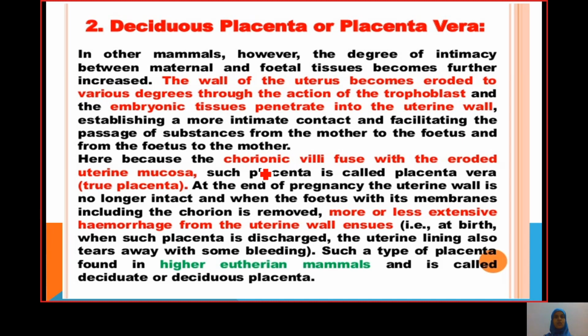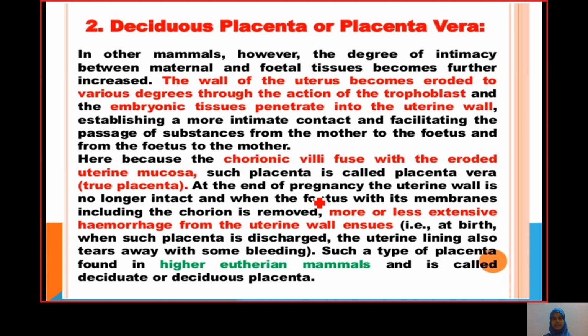Here there is a strong contact between the chorionic villi and the uterine mucosa and uterine vessels. So when such a placenta comes outside, it causes hemorrhage. It causes damage to the uterine walls and blood flows from there. Such a placenta we call a deciduous placenta, also called placenta vera or true placenta.